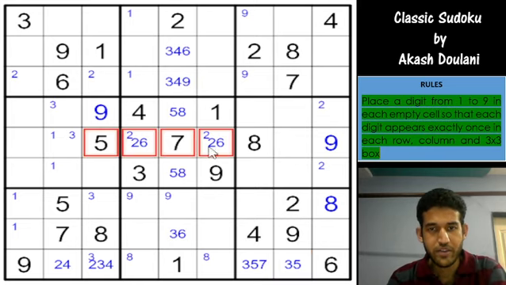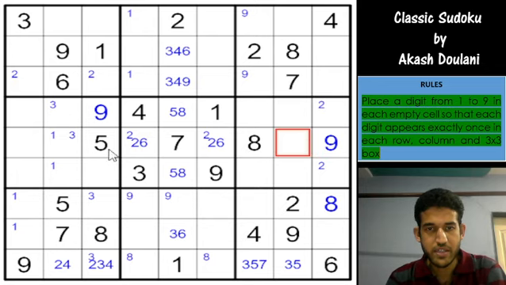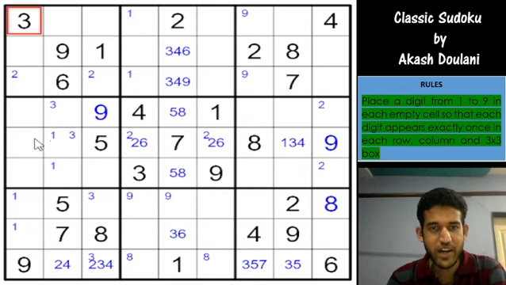Okay, 2, 5, 6, 7, 8 and 9. So all these three cells, this is going to be 1, 3, 4. And you can't have 1 here, you can't have 3 here. So that's a 4. So this would be 1 and 3, and that would be 1 and 3.